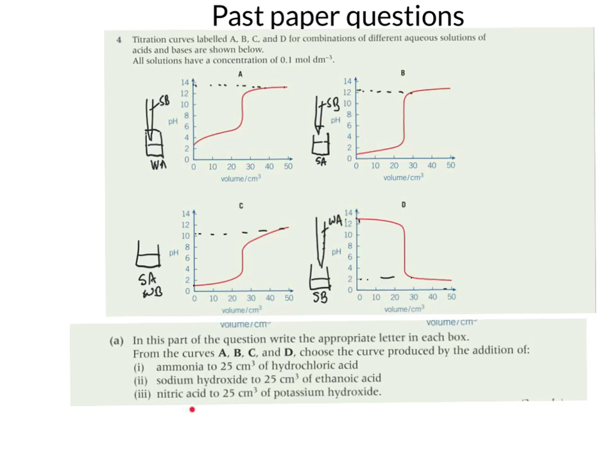Finally, nitric acid to 25 centimetres cubed of potassium hydroxide. So this time the analyte is the potassium hydroxide, and the only curve which is starting off at a high pH is curve D. And as the nitric acid is added, the pH drops suddenly, and you can see here that the nitric acid is probably about a concentration of about 0.01 moles per dm cubed. pH is ending off at 2.